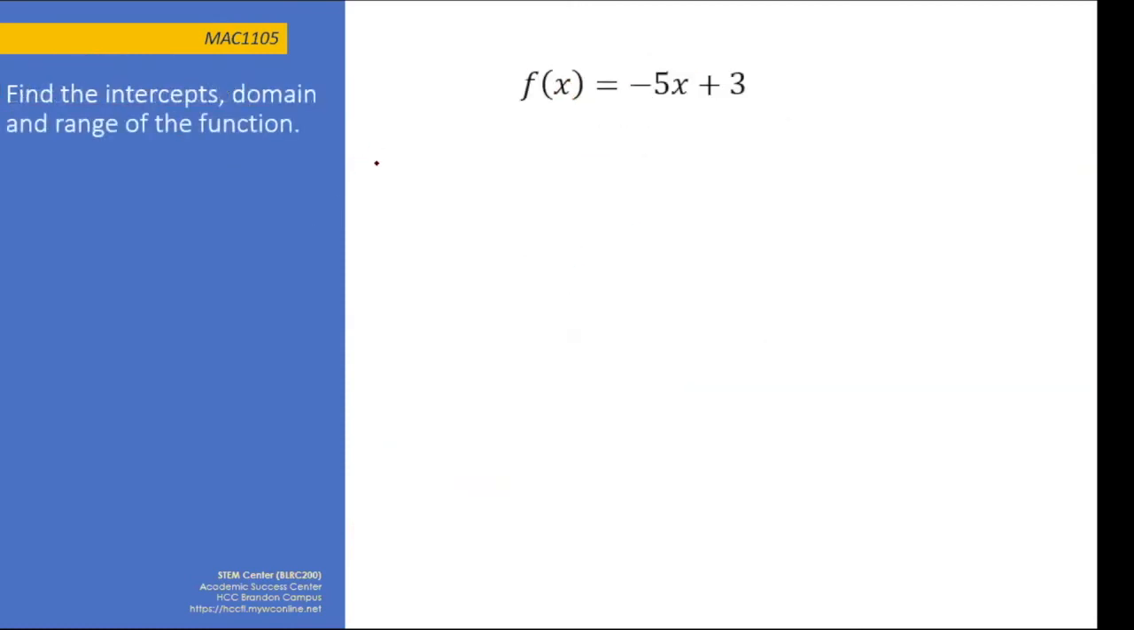Lastly, another big topic in college algebra and beyond, intercepts, domain, and range of functions. So intercepts are just exactly like the name sounds. They represent when a graph of a function crosses or intercepts something. Specifically, we worry about y-intercepts and x-intercepts. So a y-intercept is where the function crosses the y-axis.